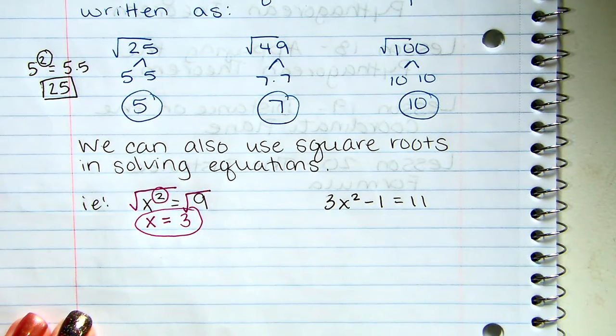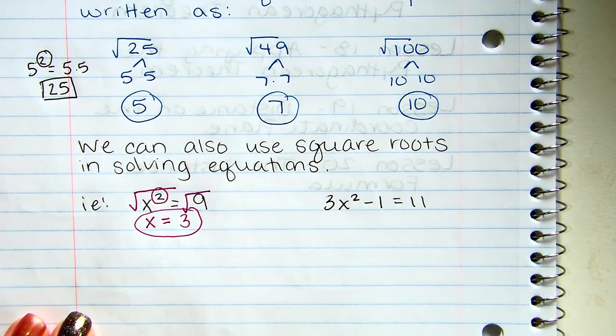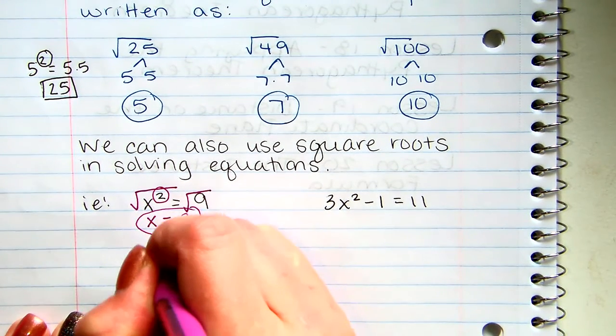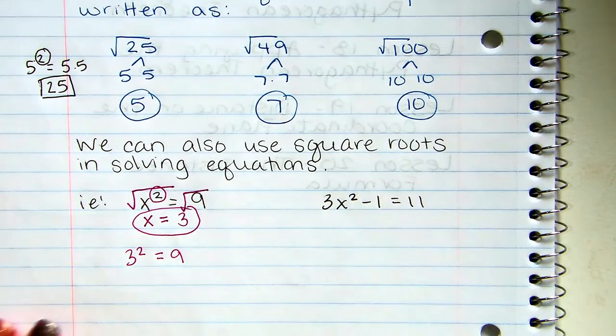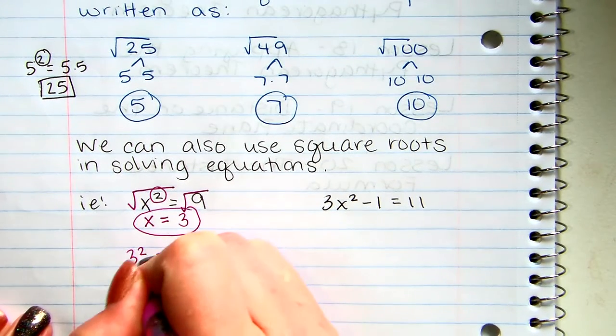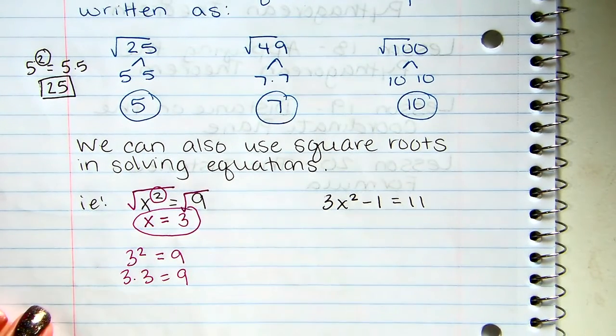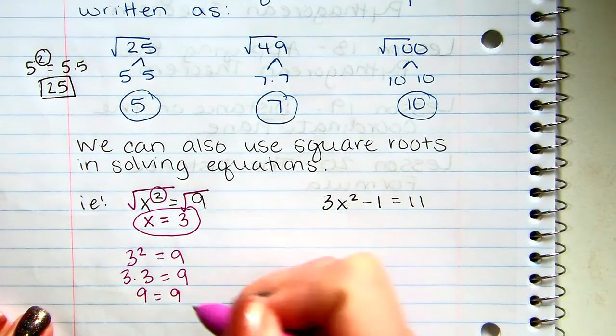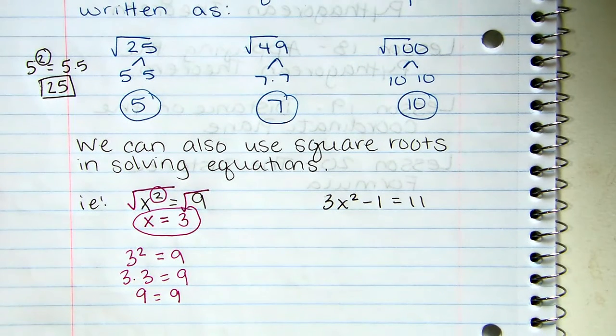Now I can check this by plugging that 3 in for my x. So I'm going to go 3 squared equals 9. 3 squared is 3 times 3. 3 times 3 does give me 9. So 9 equals 9. My answer is correct.